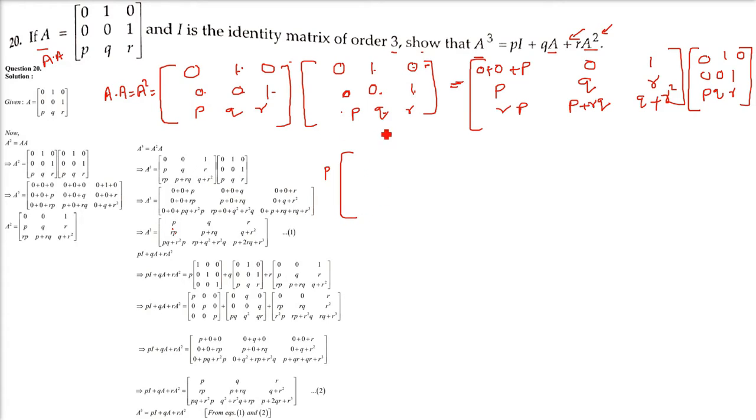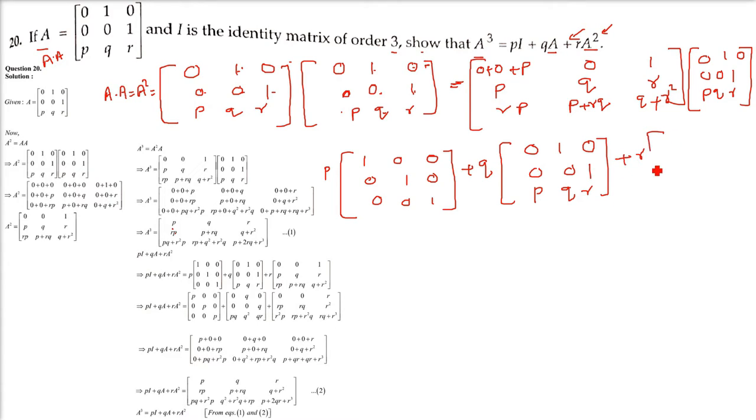So we'll try to show that this will come as A cube. So P into I, what is the diagonal matrix? It will be diagonal, all three values will be 1, 1, 1. This is your P. Then you have Q into A. What is A? Again the same matrix, 0, 1, 0, 0, 0, 1, P, Q, R. And then we have plus R into A square. A square we already found out. So this matrix I am writing here, I am not putting it here, but I am just telling you, we will write, multiply R and then we will write.